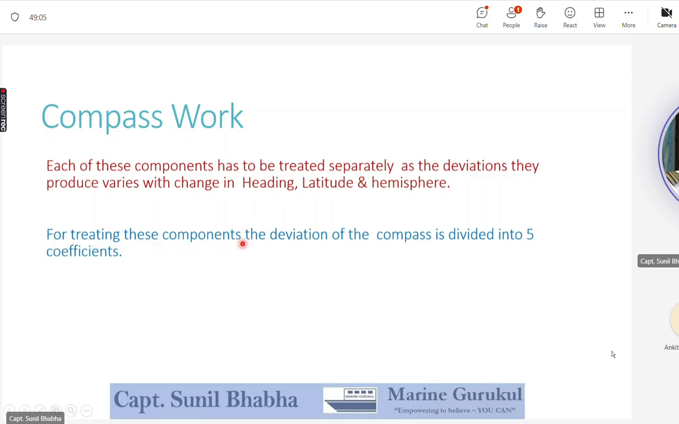Now for treating these components, the deviation of the compass is divided into 5 different parts which we know as coefficients. So as I told you, we need to tackle these components separately one by one. So how do we tackle them differently? By dividing the deviation of the ship into 5 different parts. These parts are known as coefficients. Now, what are these coefficients? These coefficients are named as A, B, C, D, and E. The first 5 alphabets. This is how the coefficients are named.